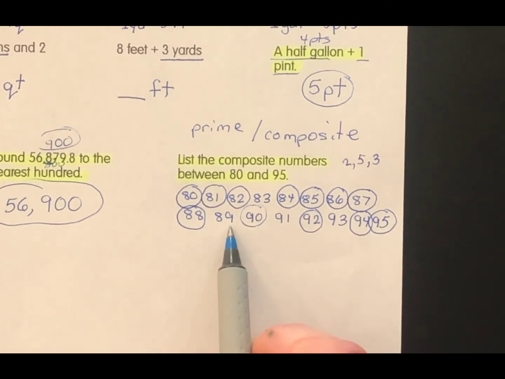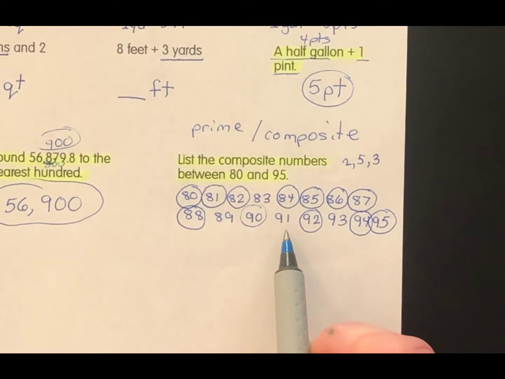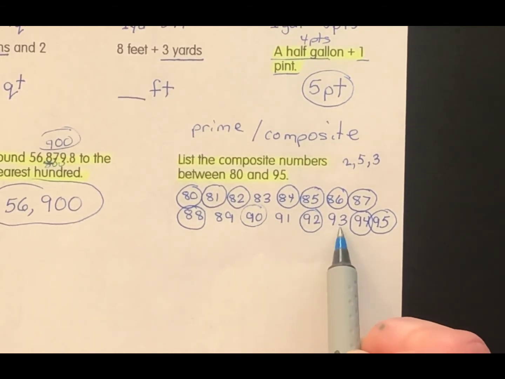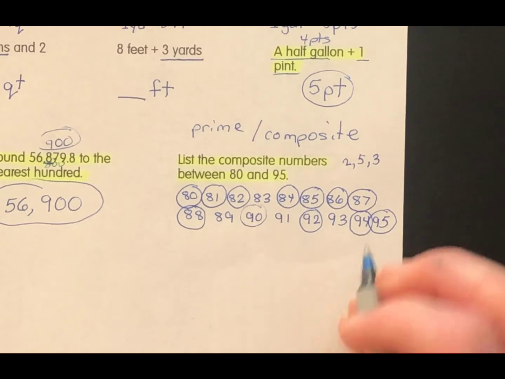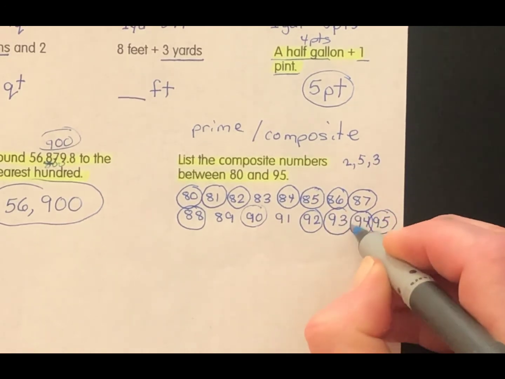89. 8 plus 9 is 17. 3 does not go into 17. 91. 9 plus 1 is 10. Nope. 3 does not go into 10. 93. 9 plus 3 is 12. 3 does go into 12. So 3 goes into 93, and that's composite.